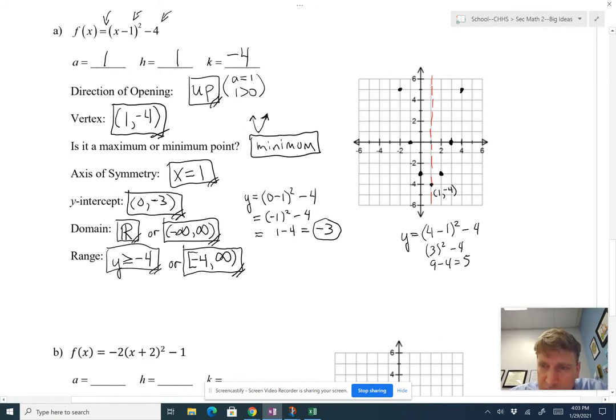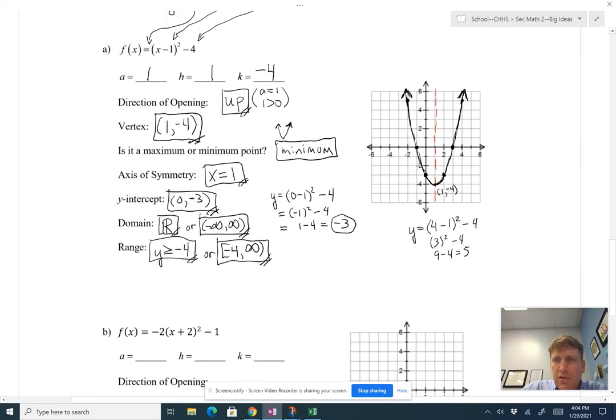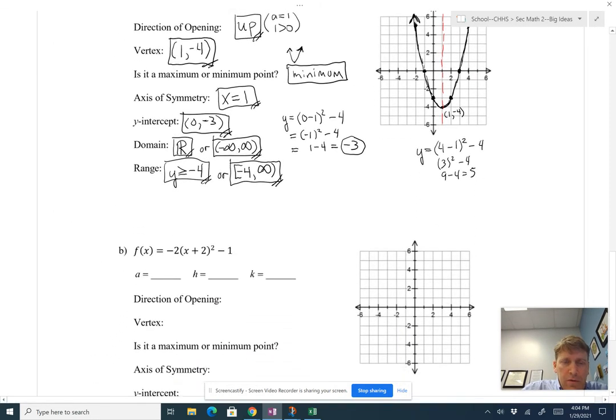So now we can graph this parabola. Remember to use curves, not straight lines. The graph of a parabola is U-shaped, not V-shaped. And put your arrows at the top of this. All right, and that's our first example, complete with graph. Well, let's look at the next example.